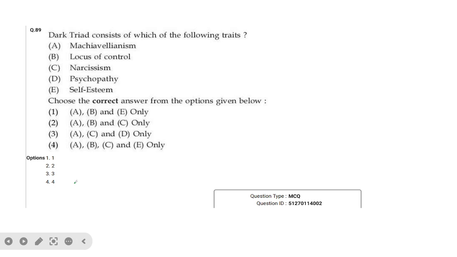Option 4. Question number 89 is: dark triad consists of which of the following triads? Dark triad. So when you eliminate option B and option E, ऑप्शन बी और ऑप्शन ई को जहां आप लोग एलिमिनेट करेंगे, you will get the correct answer as option A, C and D, that is option 3.